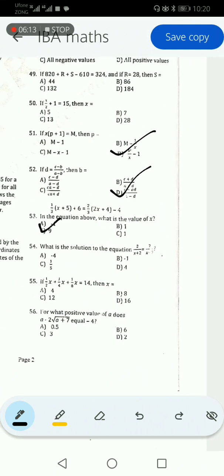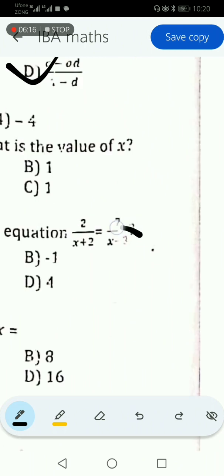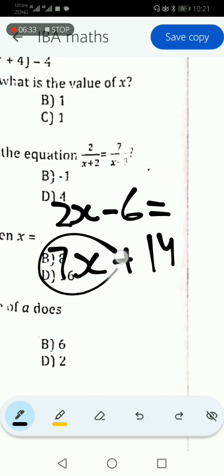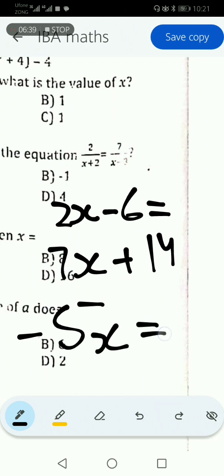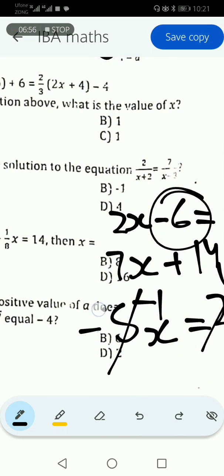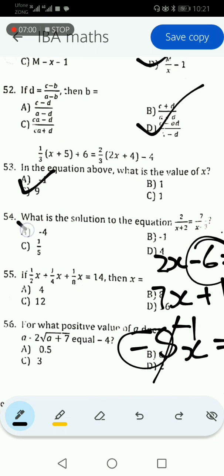So here, if you look at the equation, this x minus 3 is being multiplied, so after going there it will divide, so I'm directly multiplying it. It will be 2x minus 6, and that will be equal to 7x plus 14. So here 7x is positive, after going there it will become negative, then our answer will be minus 5x equal to 6 plus 14. Here this is negative, after going there it will become positive, and 14 plus 6 is 20, so our correct option should be minus 4 because the negative sign is here. So option A is correct.